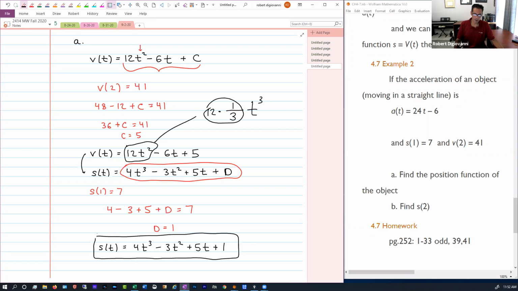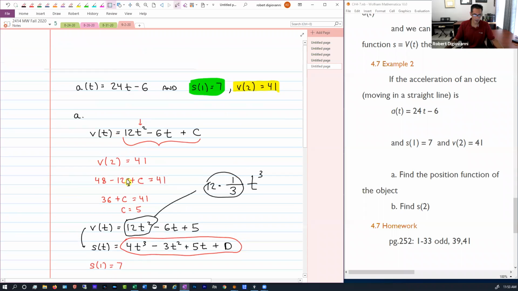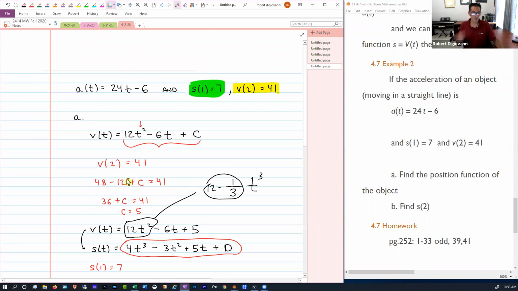So let me set up a problem, but I'm not gonna do it, okay? This will come up in your homework. Let's say that let's do the same exact problem, but I'm gonna change something. I'm going to change this V of 2. That was very useful information, wasn't it? I'm gonna change that to S of 0 equals -4.